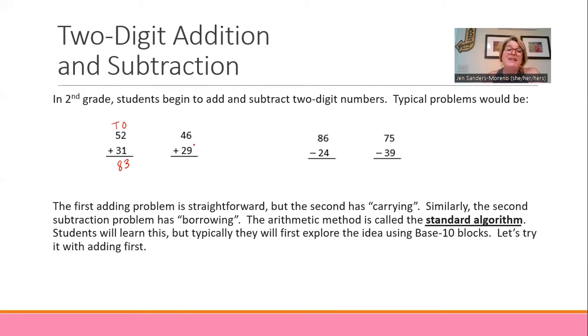Seems easy until you get a problem like this one, where I add the ones and I end up with 15 ones. And of course, you and I both know that the students are going to end up writing a 5 and carrying a 1. How are they going to understand that? Do we just tell them to do it? Or are they going to have that realization of why they do it?